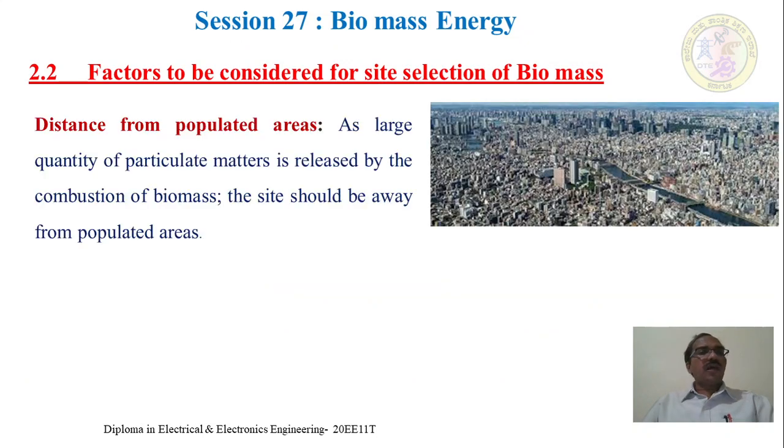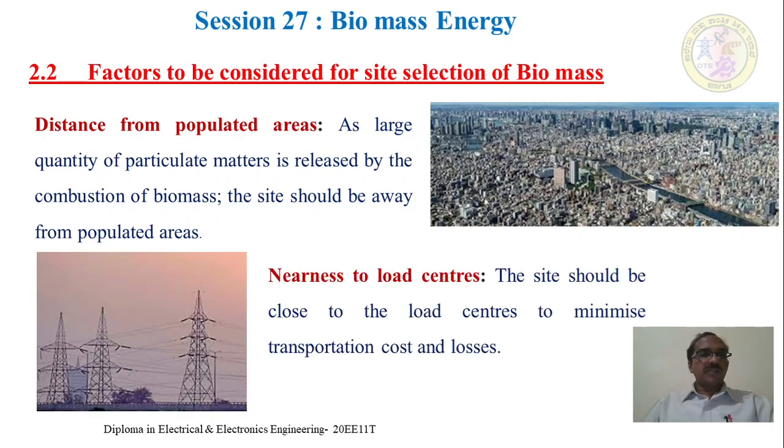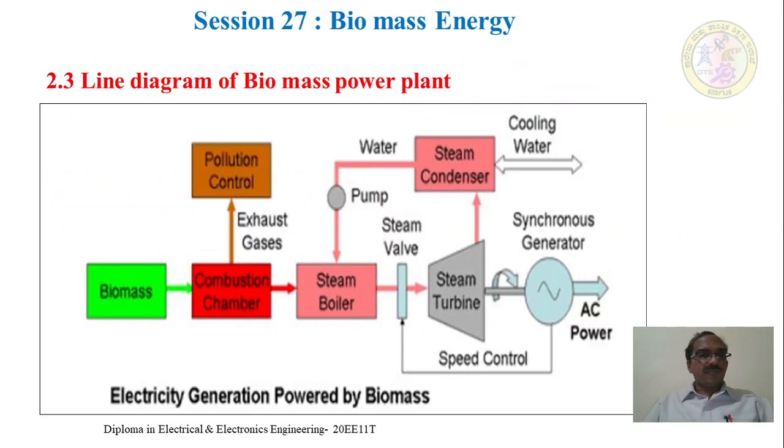And then it should be away from populated places, because whatever particulate matter is released after combustion will pollute the area of the population if the populated area is nearby. So it should be away from that. At the same time, it should be nearer to the load center, so that the transmission losses are less. That is the major factor that should be considered.